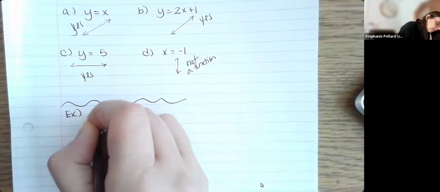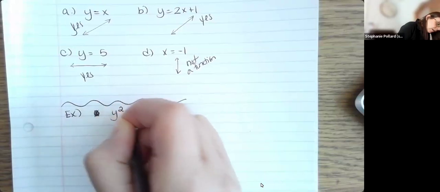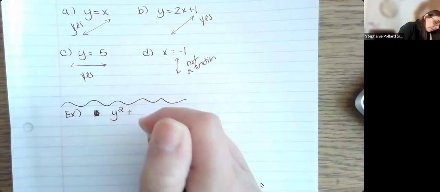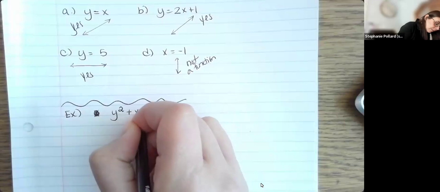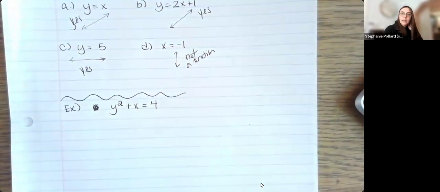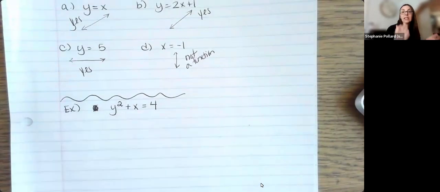Well, let's see. All right, let's do y squared plus x equals 4. Now, again, this is much more complicated. This is not linear, so you don't have to worry too much about this yet, but I just want you to see what happens. So here, my recommendation, if it's an equation that you're not familiar with, is to graph it, and then you can use your vertical line test.